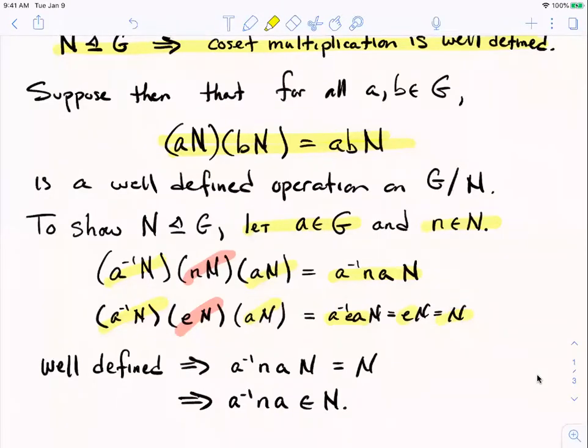But we're assuming that coset multiplication is well defined. So those two answers that we just got, the first answer was that one, the second answer was that one, have to be the same because coset multiplication is well defined. And a coset is equal to the subgroup if and only if its representative belongs to it. So at the end of the day, what have we shown in this argument? We picked an arbitrary element of G and an arbitrary element of N, and we were able to show that this sandwich belongs to N. That's precisely what it means for N to be normal.